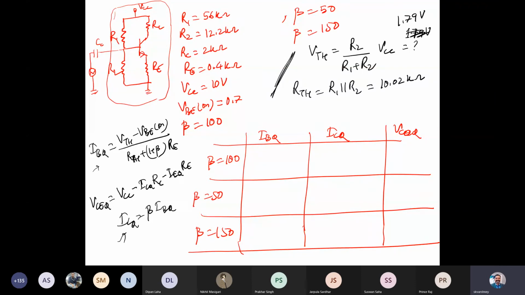How many of you tried out? You need to try out these problems, right? Anyone got the IBQ? For beta equal to 100, 2.688 microampere. For beta equal to 50, 2.69 microampere. Then ICQ I got 0.2688 milliampere. Check it out, one second.